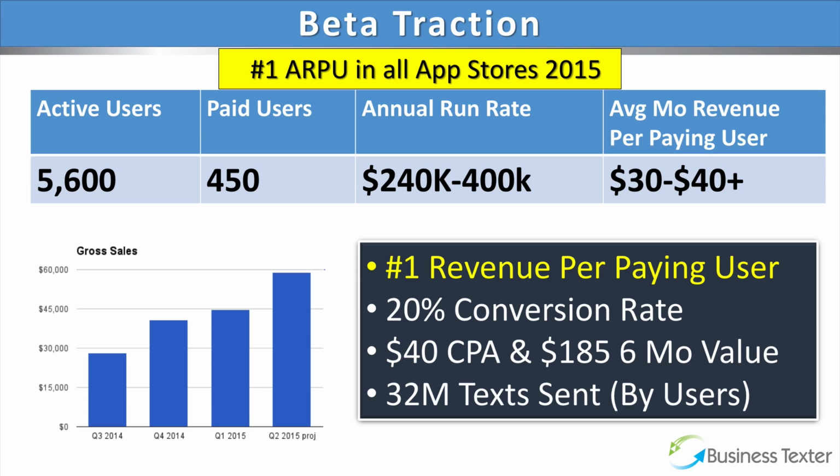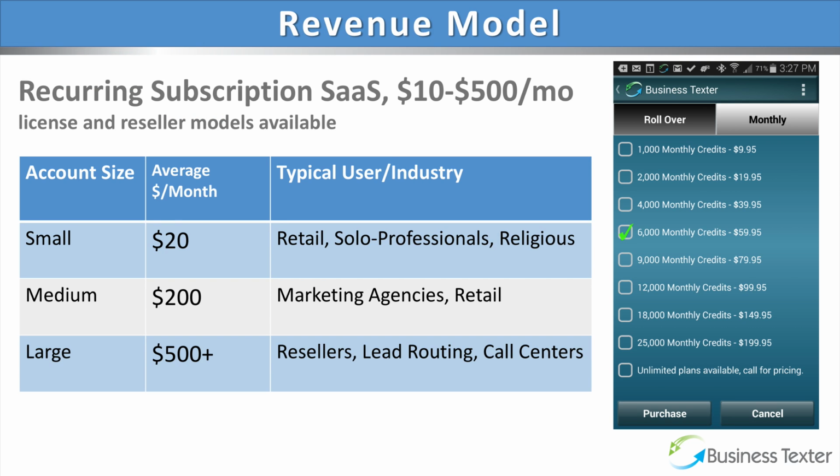Out of 31,000 downloads, we've retained over 5,600 business users in our beta. We're on pace to do $400,000 in revenue thanks to our 20% conversion rate, our low cost per acquisition, and the fact that our users have sent over 32 million text messages. BT is thrilled to be the highest ARPU revenue producer in any app store. Reoccurring subscriptions range from $5 to $500. Some are over $7,000 monthly.